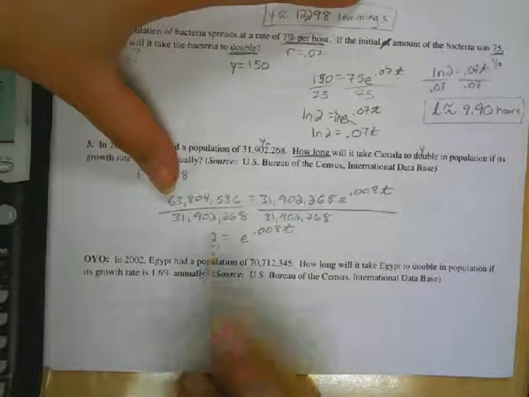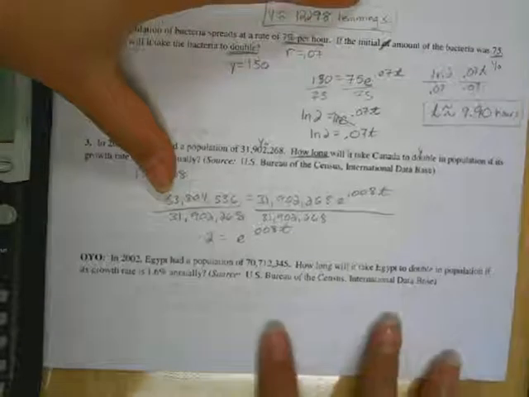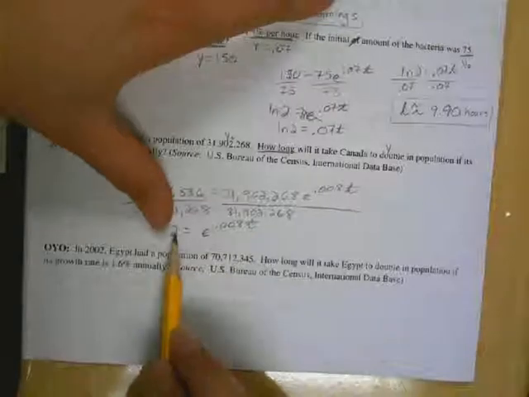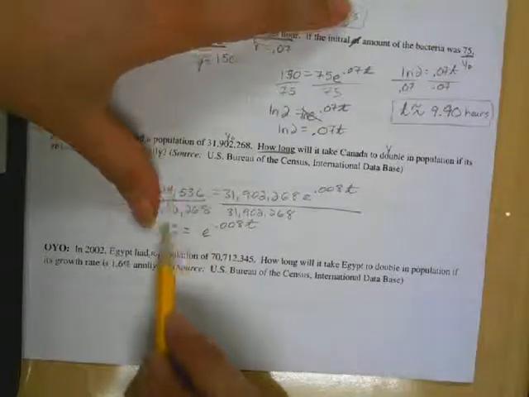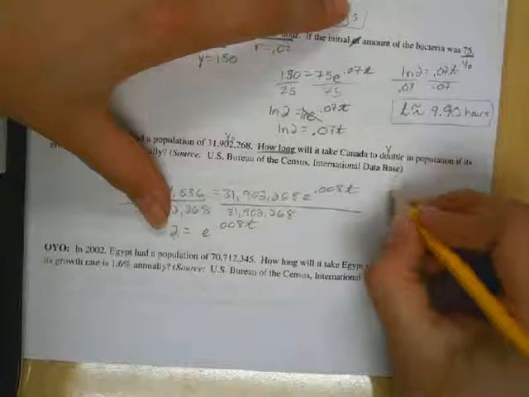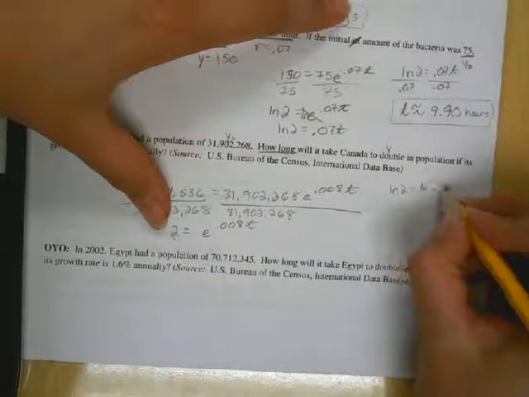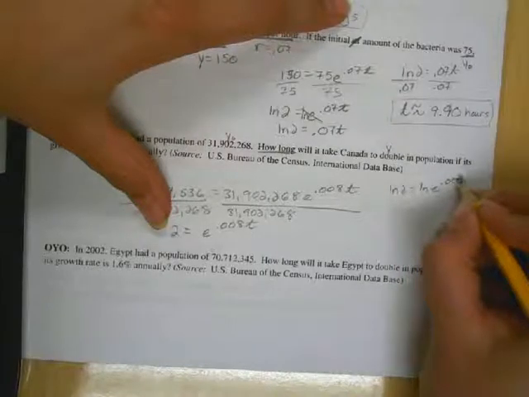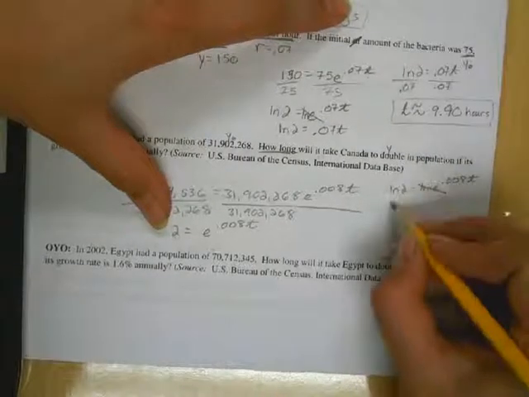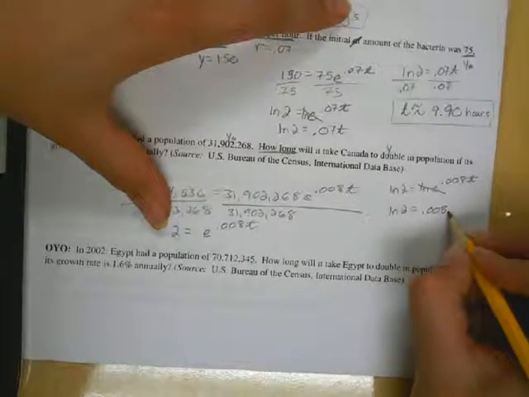Now be careful, don't skip too many steps, because a lot of people are skipping a lot of steps on their homework. We're getting a little lazy and you're losing points for it. So make sure you at least show this step here to show that you understand there's a 2, and then show the conversions after that. So natural log of 2 is equal to the natural log of e to the 0.008t. And that goes away, so I get the natural log of 2 is 0.008t.